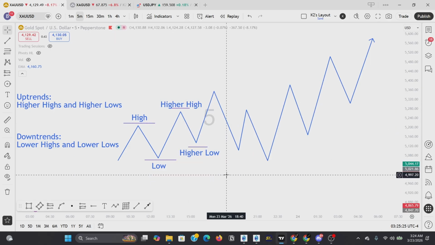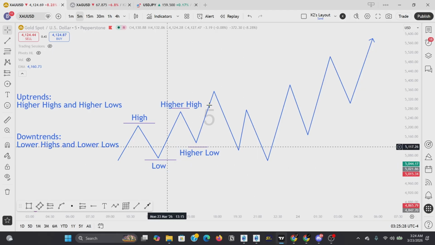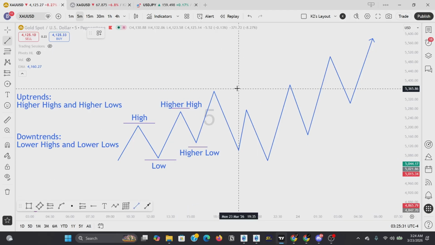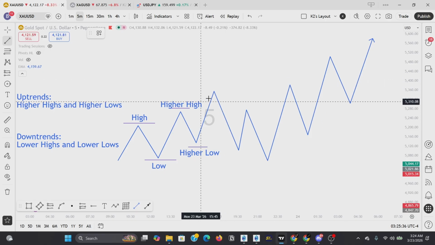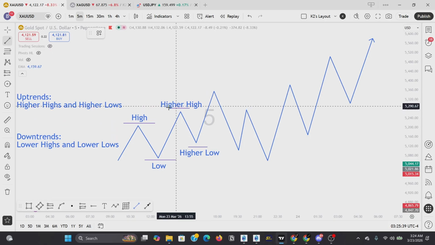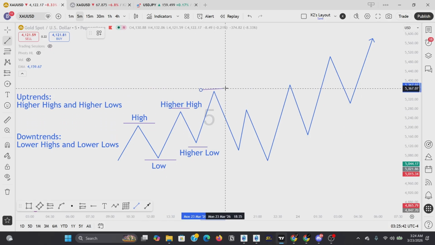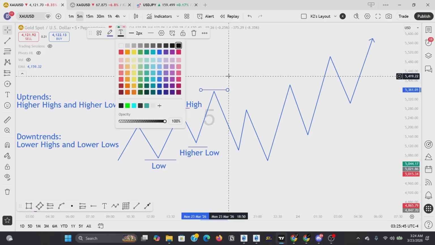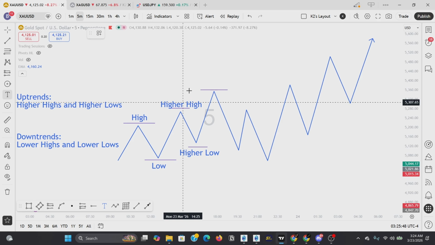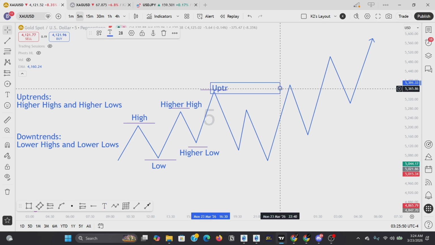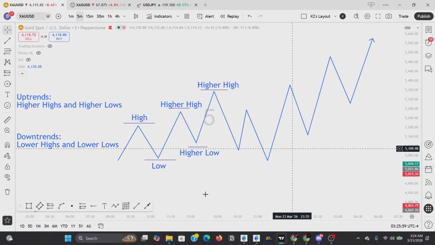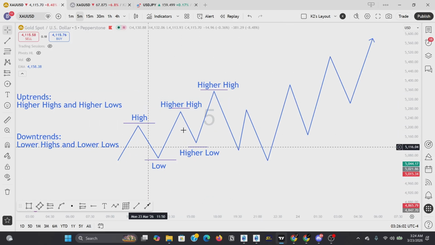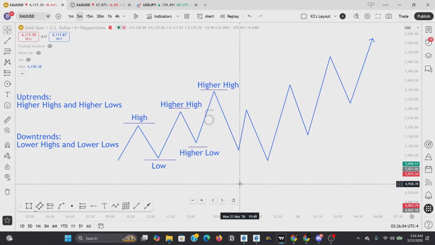So now we have our high, we have our low, we have our higher high, and we have our higher low. Now, this next step is what will determine what the trend is. You look at the next high: is it higher or lower than the previous high? If it's higher, then yes, you are in an uptrend. We are in an uptrend because we have another higher high. Boom. So this whole zone right here is an uptrend.